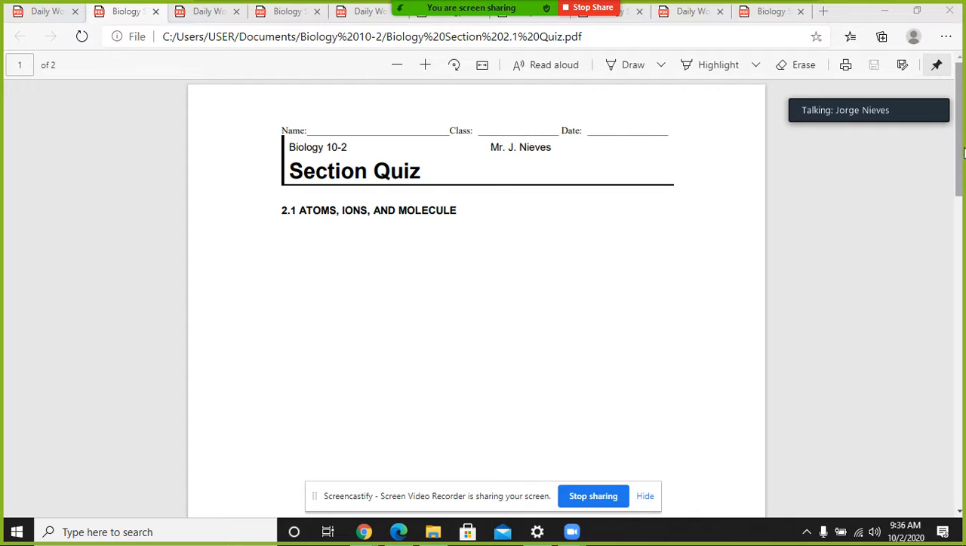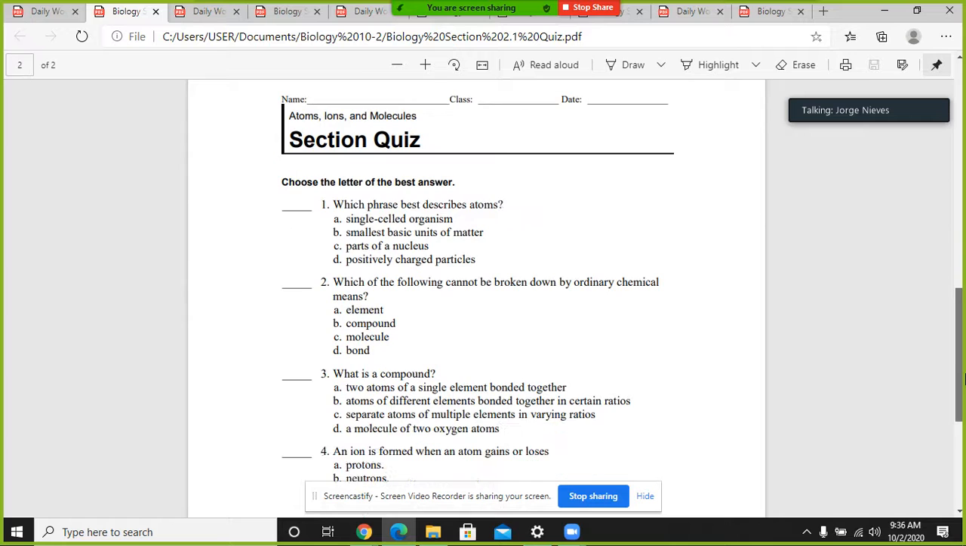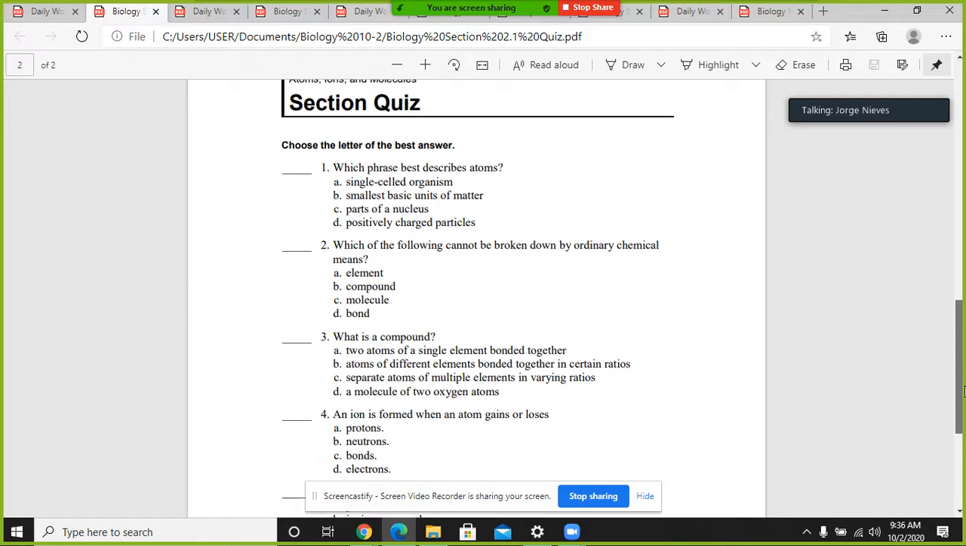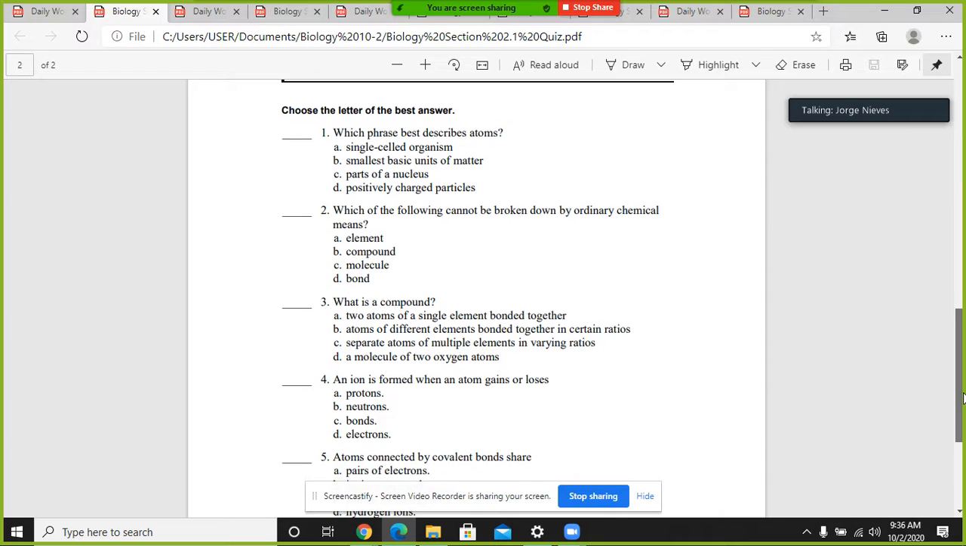Okay, so now we're going to discuss the section quiz of atoms, ions, molecules. Let's see it quick. The first one says, which phrase best describes atoms? The answer is B. That's the definition of atoms. It's the smallest basic unit of matter.